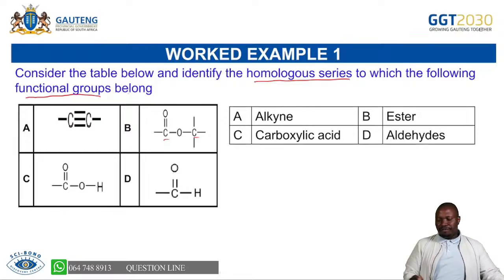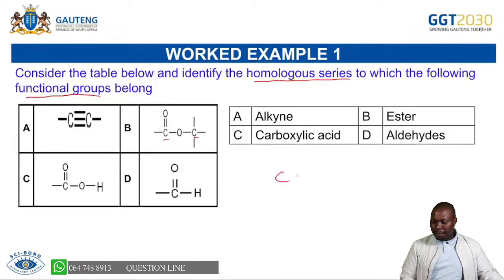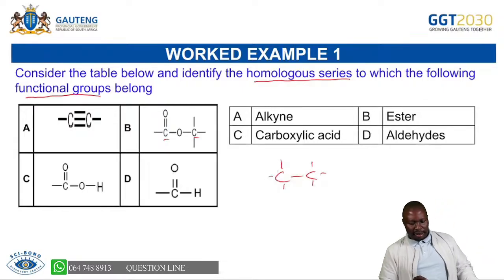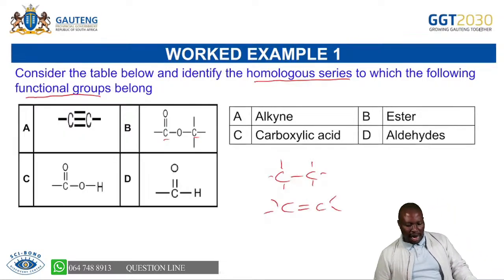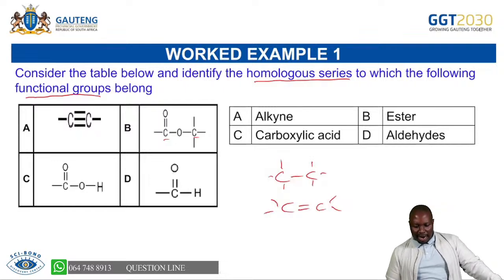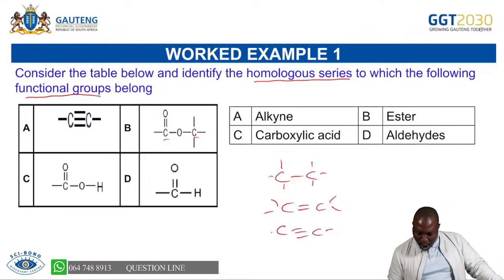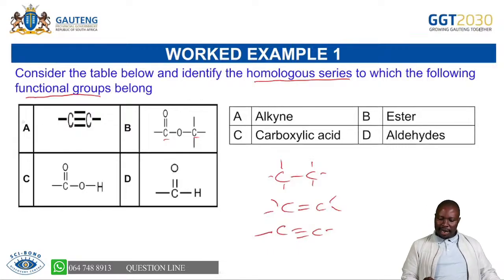Now let's look at the first one. It is not an alkane. Remember, an alkane we said has carbon carbon single bonds. So the alkane is like this. Is it an alkene? No. An alkene we said has a carbon carbon double bond, so it's not an alkene. Is it an alkyne? Yes, carbon carbon triple bond. So you're able to see that number A is an alkyne.